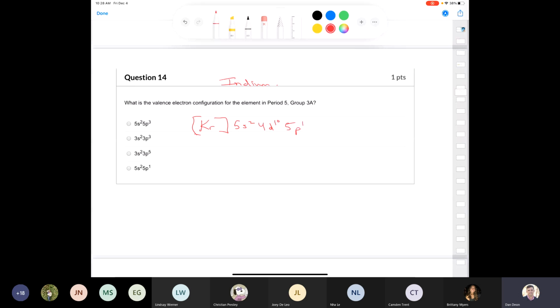And so the valence electrons, those are the ones with the highest principal quantum number. So it would just be 5s2, 5p1. Is that in here? Yep, right there. All right. So valence electron configuration.